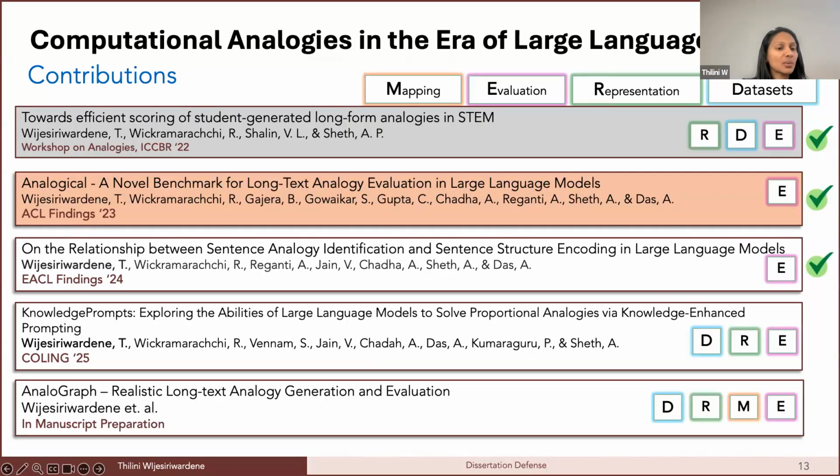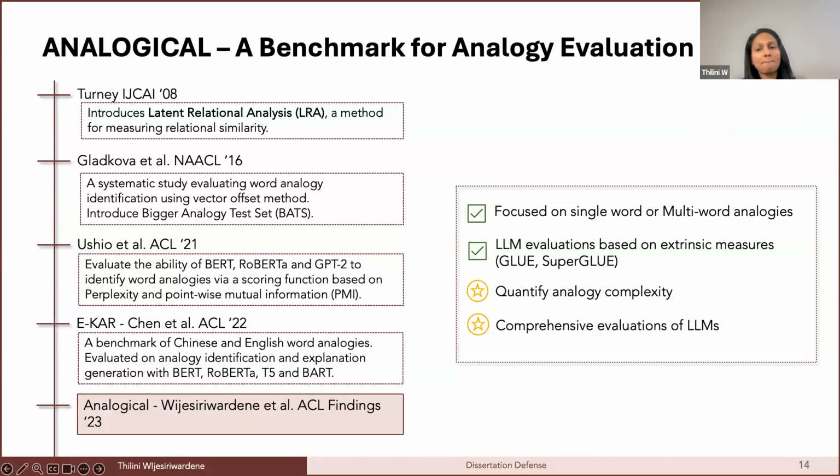And then I'm moving on to my second work, which is the Analogical, a benchmark based on a taxonomy to evaluate analogies. So let me situate my work in the previous literature. So in computational analogy making literature, starting from 2008 onwards, there were researchers working on analogy and identifying analogies, introducing data sets and introducing methods to evaluate analogies.